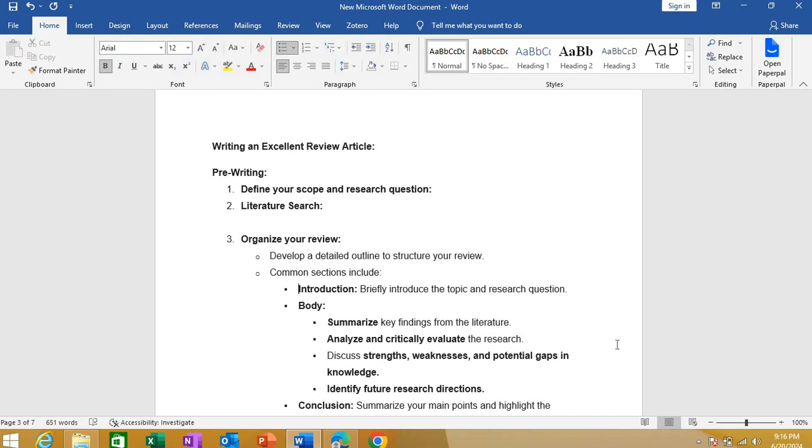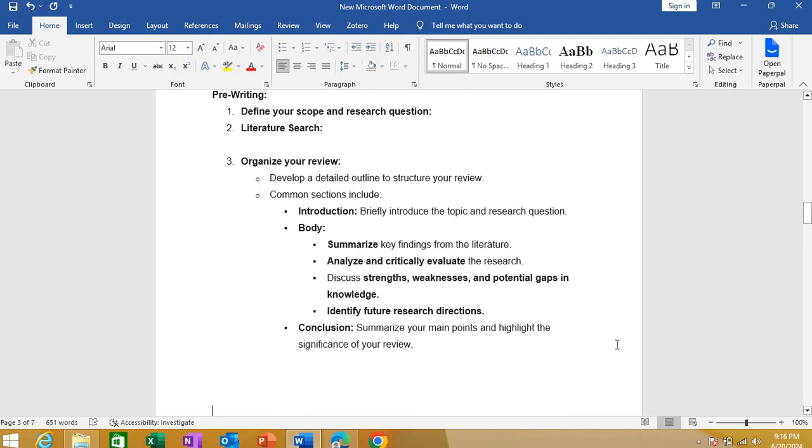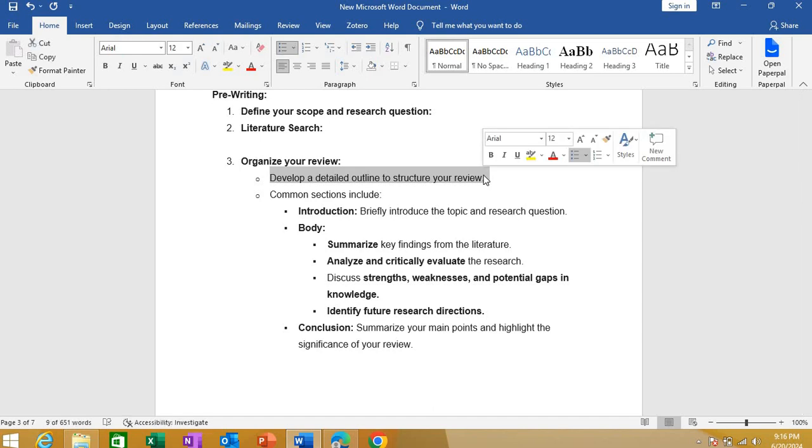The third step is to organize your review. What do I mean by organizing? You will first develop a detailed outline or structure of your review. When you're writing a review article, let me tell you that there are no hard and fast rules for writing a literature review, narrative review, or review article. There is no established checklist or reporting guideline.